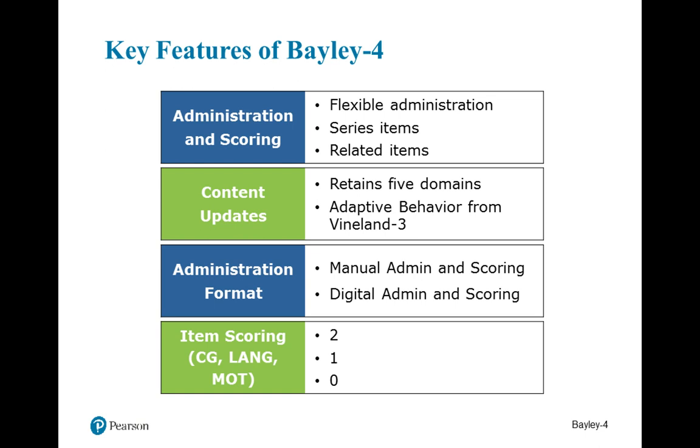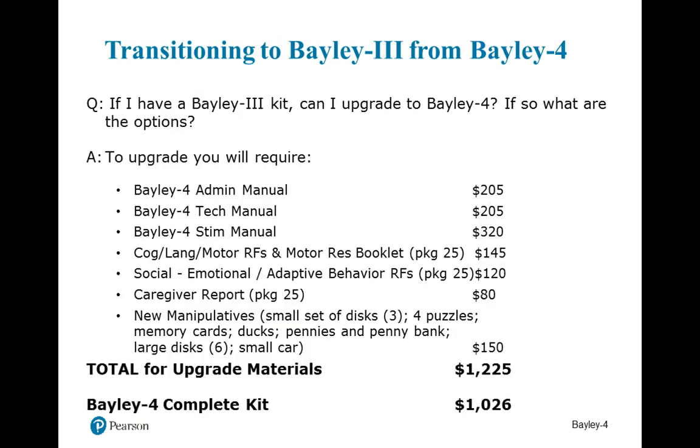We retained the 5 domains. The adaptive behavior now is from the Vineland-III. So you have a manual administration and scoring, but you also now have a digital option that James just showed you. And don't forget the polytomous scoring of 0, 1, 2. It's very important to keep in mind.